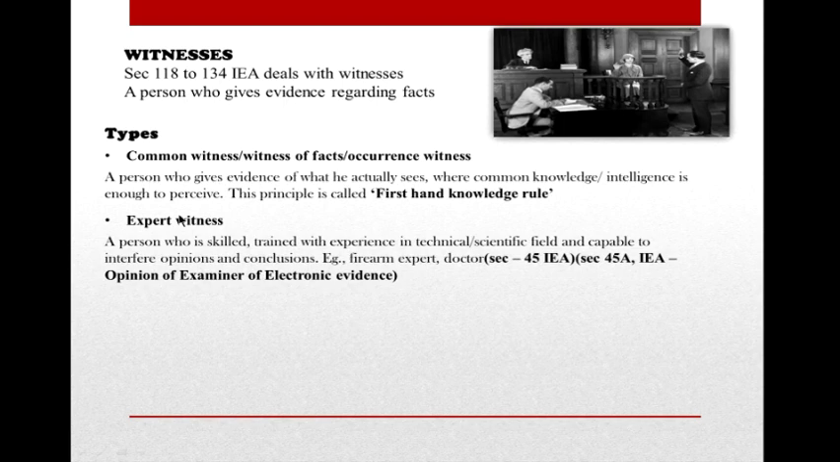Next, the expert witness. Here the person will be skilled and trained. Opposite to the common witness, he will have more knowledge in a particular technical or scientific field. Here he is able to infer or think logically to make conclusions and opinions. For example, a firearm expert, a doctor, or a fingerprint expert: if a fingerprint is present, he cannot just tell that there is a fingerprint, but has to interpret whose fingerprint it is, right? So this expert witness comes under Section 45 IEA.